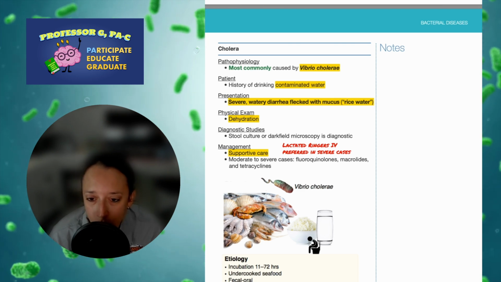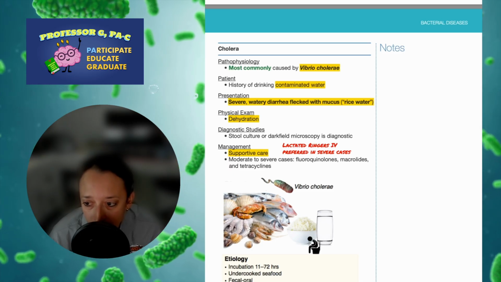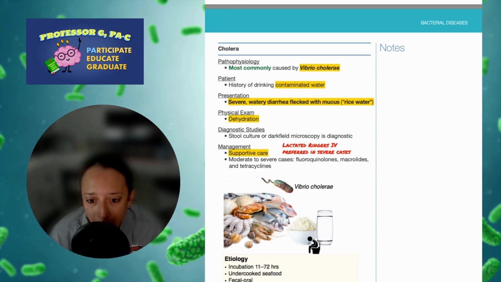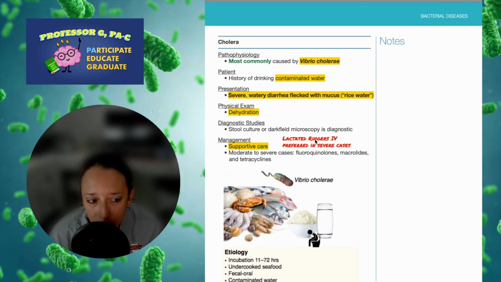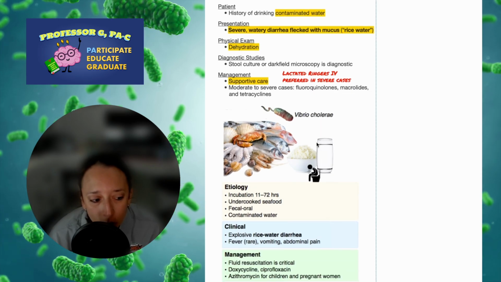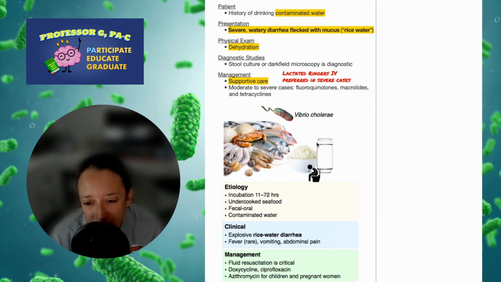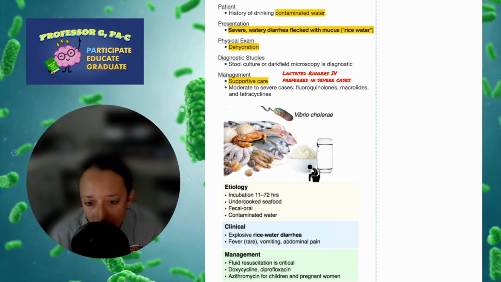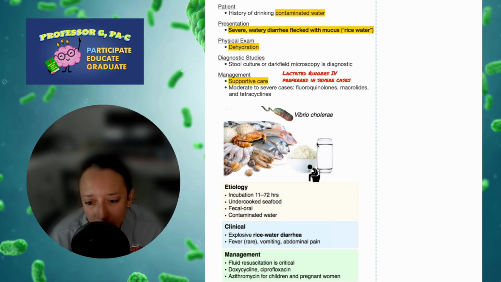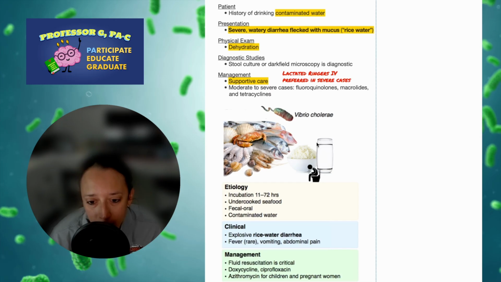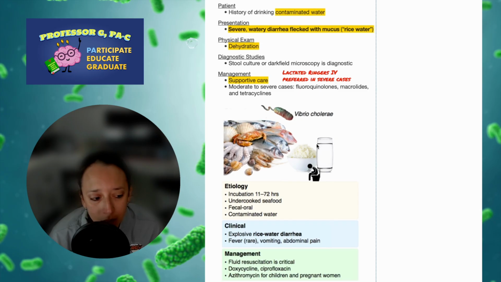So with these patients, we really need to watch their hydration status. Diagnostic studies are going to include a stool culture, and dark field microscopy is going to help us confirm the diagnosis. For management, the cornerstone is going to be aggressive fluid resuscitation. We usually use lactated Ringer's in more severe cases, but we just got to get them full of fluids, okay? They're going to be very, very dehydrated. Antibiotics can be considered, like fluoroquinolones, macrolides, or tetracyclines, especially in the more moderate to severe cases. An appropriate tip is to always remember that in cholera, fluid replacement saves lives, and antibiotics are kind of a secondary thing or for more moderate to severe cases.